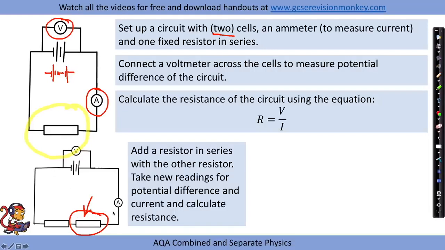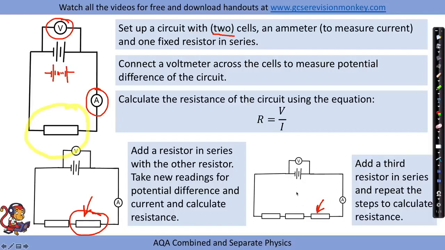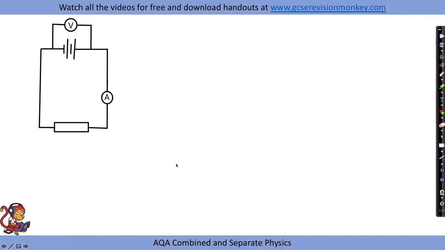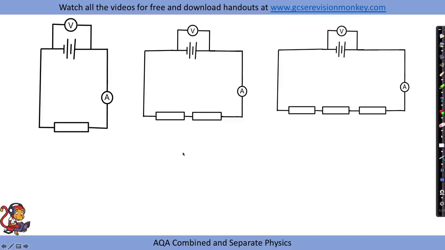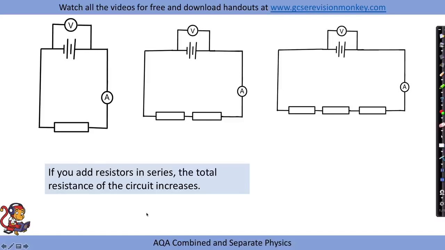So we add a resistor in series with the other one, we take new readings for potential difference and current, and then calculate resistance. We will then add another resistor in series with the other 2, and again we will repeat the steps to calculate resistance. So if you did add resistors in series like so, you should find that as you add the resistors, the total resistance of the circuit increases. So you might get a graph that looks a little something like that.